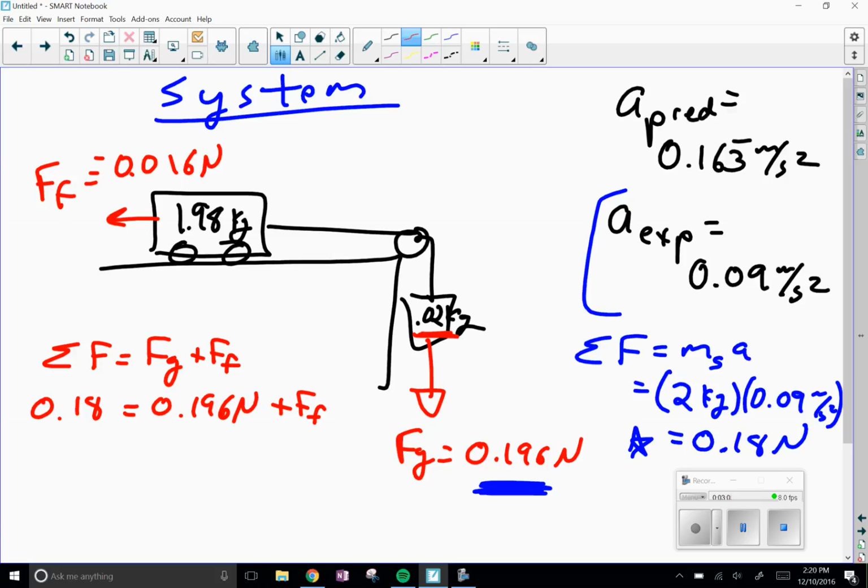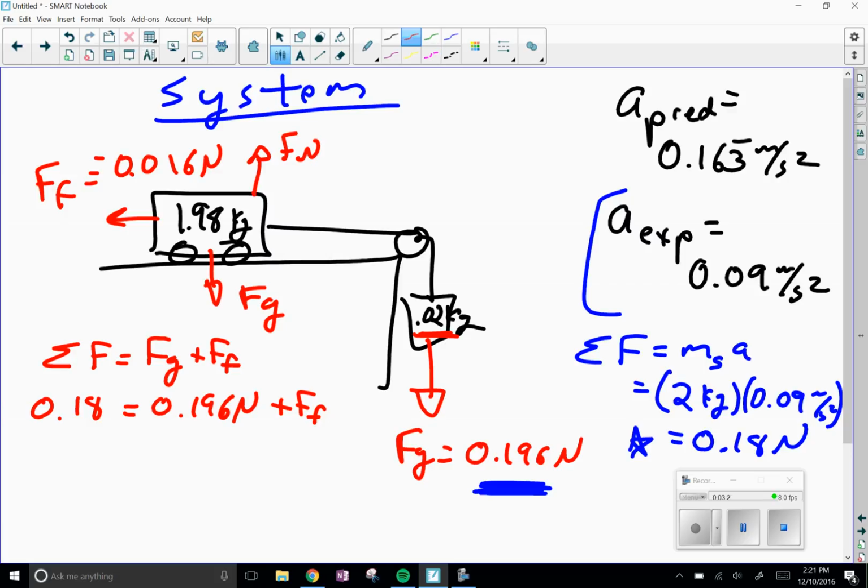Technically speaking, we should probably put in the force of gravity, which would be 1.98 times 9.8, and our normal force would be 1.98 times 9.8. So you should put those in. Okay, so there's the free body diagram of the system. Notice, you have to start with the system. That's how we solved all of these problems when we were doing this chapter.